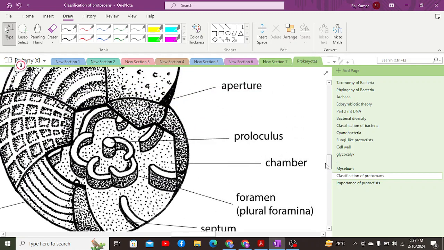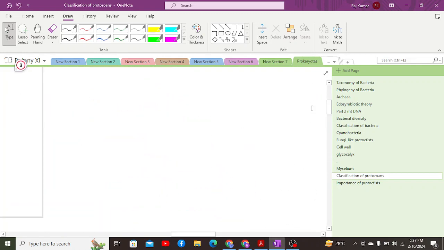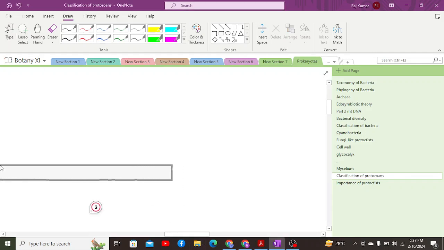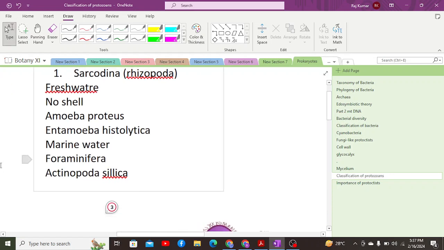So here, as you can see, we have the structure. And apart from that, there are some other important sarcodines as well.